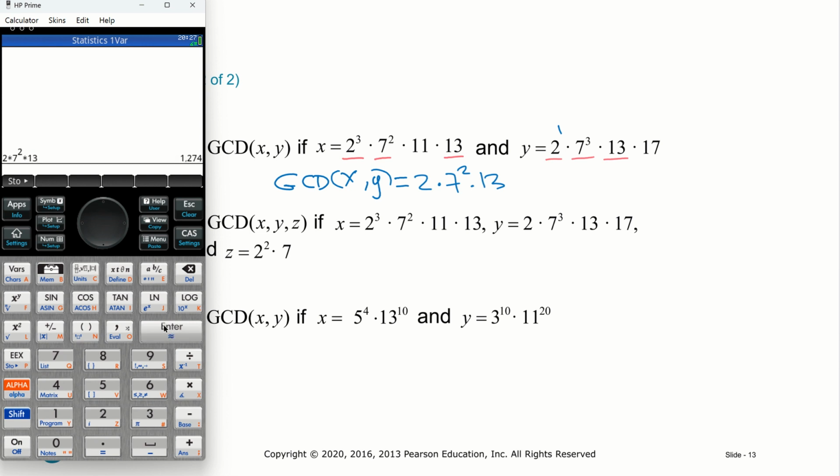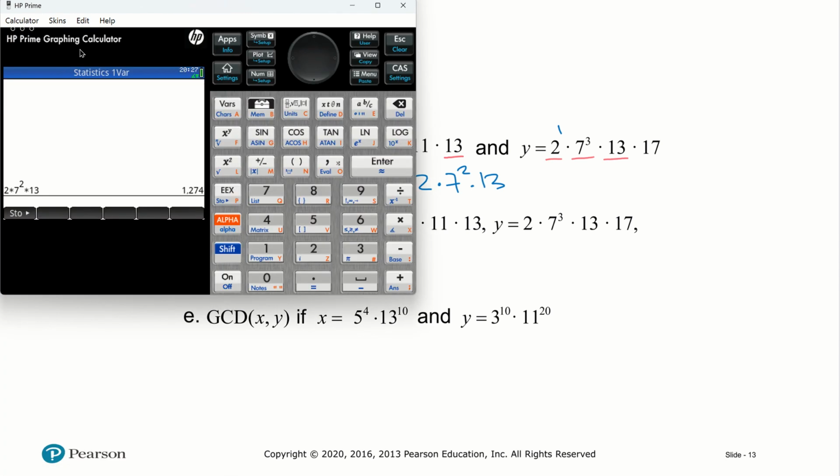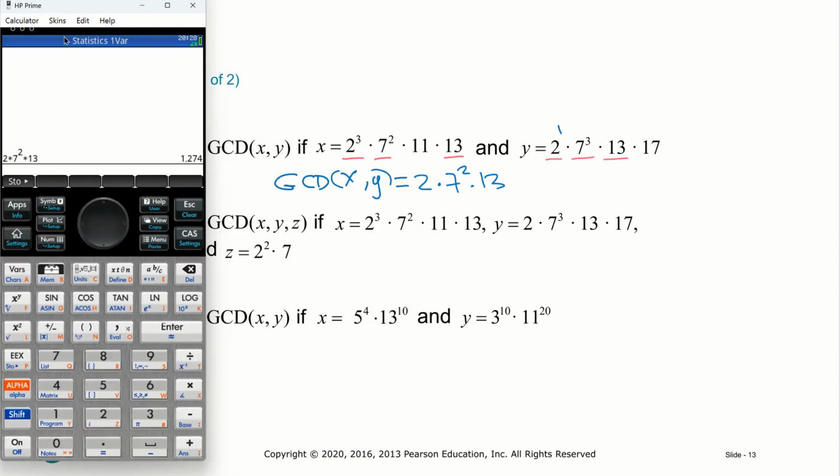All right, in case you're wondering if I got a new calculator, no, this is the same calculator. Under the skin, I chose the compact mode today. Previously, I was on the horizontal mode. So it's the same calculator. You just have options for the skin, okay?